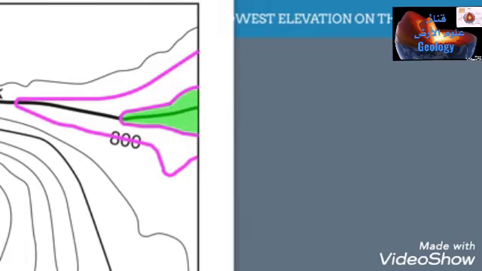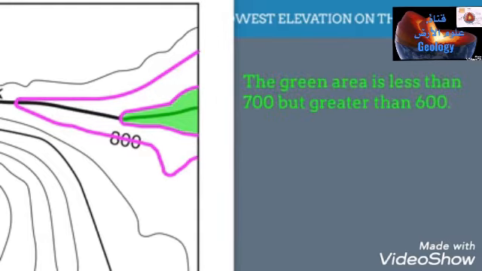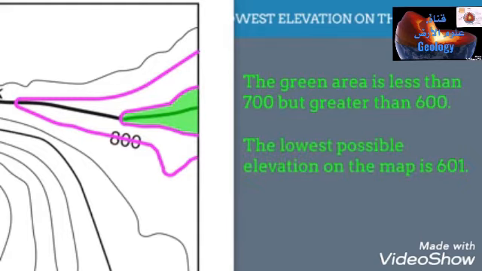And that means that the lowest part of the map is actually in this green area here. Now again, I know it's lower than 700, but because there's no 600 line, the green area has to be between 600 and 700. If I were asked what the lowest possible point shown on the map is, again, it would have to fit in that 700 to 600 range, making the lowest possible elevation 601.